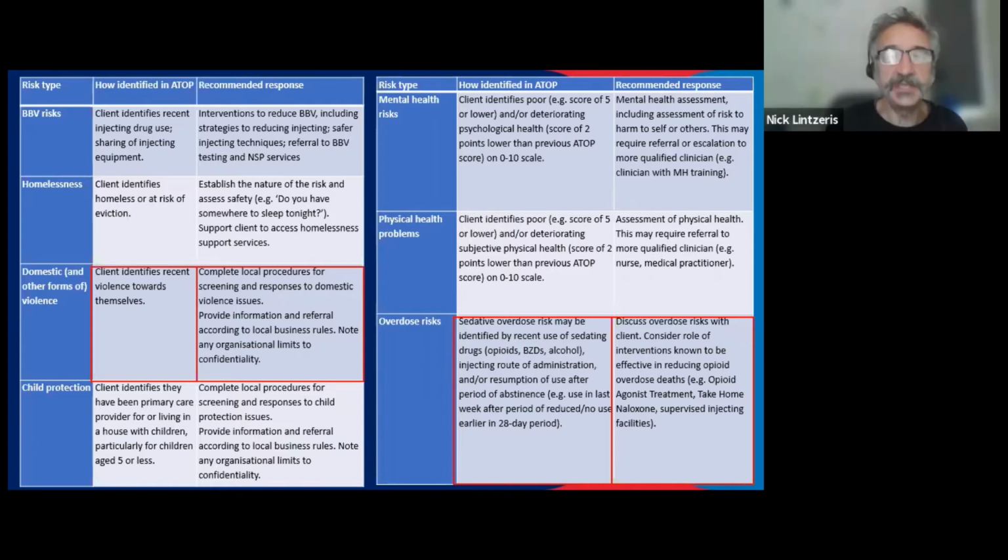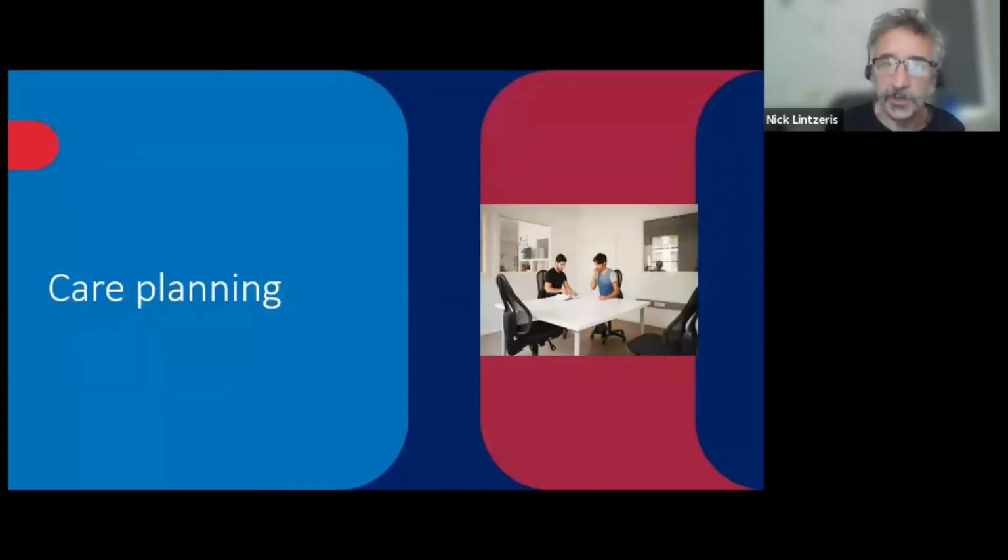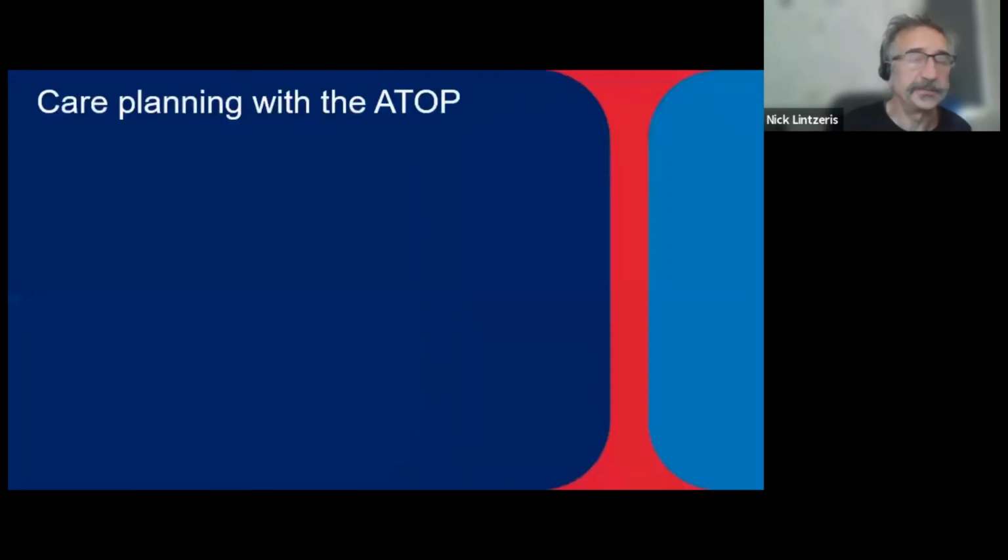Those things should start raising concerns about, well, are you at a risk of overdose with that pattern of substance use? That's how we might identify a risk is there for a client, and then what some of the recommended responses might be. Often it's a case of, look, dive in further, ask more questions, get a sense of what's going on for the client. Care planning, again, really essential in AOD treatment.